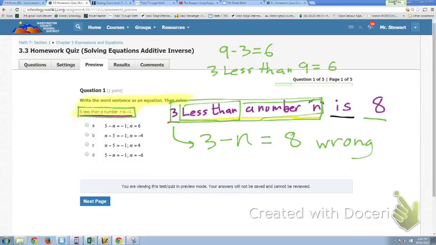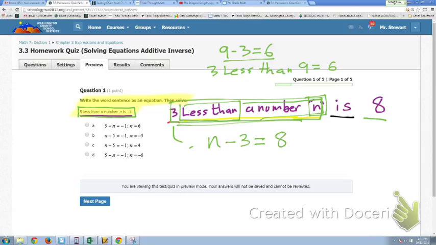Well, the only difference between this example and this example is that I don't know what n is equal to, but I do know that 3 less than that number is equal to 8. So what do we actually need to write here? Well, I've got a number n, and now I'm trying to figure out what is 3 less than n. I'm taking 3 away from n. 3 less than the number n is equal to 8.